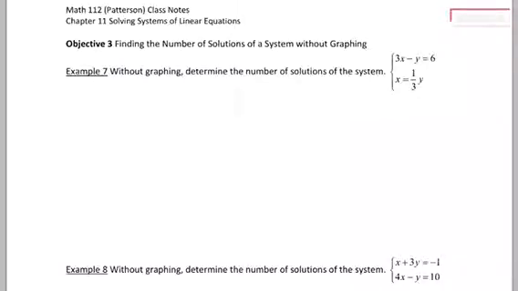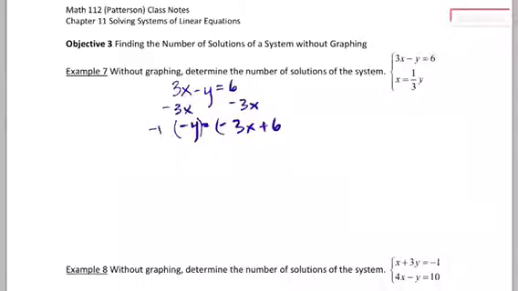Our third objective is to find the number of solutions of a system without graphing. The best way to do this is to put the equations in the same form. So I have 3x minus y equals 6. And if I put this into slope-intercept form, I'll be able to compare it when I put the next one into slope-intercept form. I'm going to subtract 3x from each side. I've got negative y equals negative 3x plus 6. Now I multiply each side by negative 1, or I divide by negative 1. So I have y equals 3x minus 6.